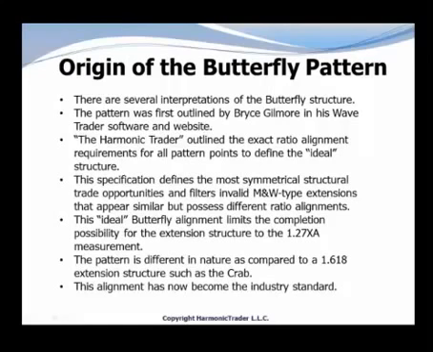And this is very important, as we've seen in the difference with the BAT and the Gartley, and for all harmonic trading strategies and trading in general, precision is the key, because we eliminate mistakes when we're as precise as possible. Now, this ideal butterfly alignment limits the completion possibility for the extension structure to solely the 1.27 XA measurement. The pattern is different in nature as compared to a 1.618 extension structure, such as the crab, that we'll get into a little bit later.